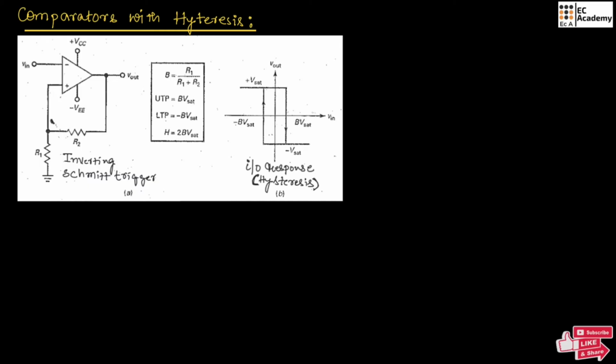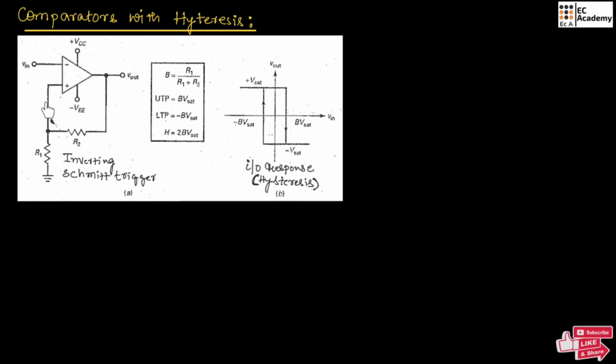One way to avoid or to reduce noise is by using a comparator with positive feedback. So we can use a comparator with positive feedback to reduce the effect of noise. Whenever we use a comparator with positive feedback, it produces two separate trip points, as you can see in this input-output response, that will avoid the error at the output. A comparator with positive feedback is also known as Schmitt trigger.